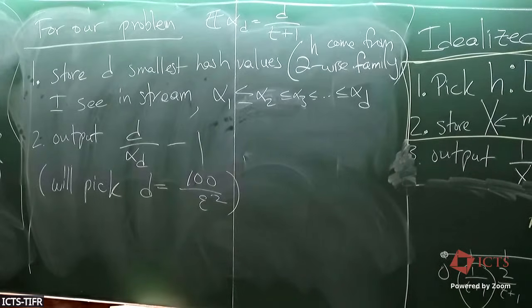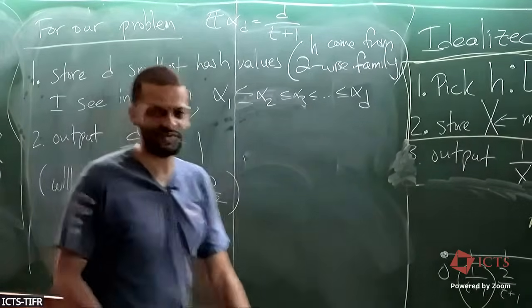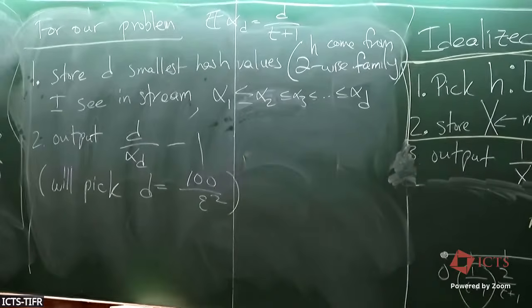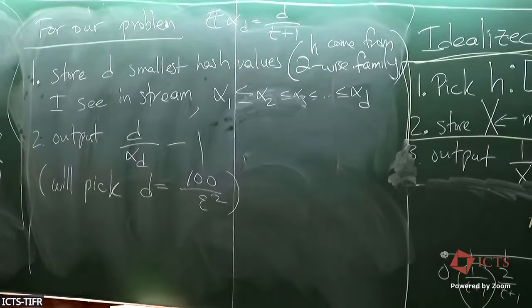Why do I only need a 2-wise hash function? Why does this algorithm work? It's very similar to the last algorithm. Before, I went from algorithm 1 to algorithm 2 by averaging, and from algorithm 2 to algorithm 3 by median. Here I'm not doing algorithm 1 to algorithm 2. I'm going straight to algorithm 2, straight to getting a 1 plus epsilon approximation. And why does it work?